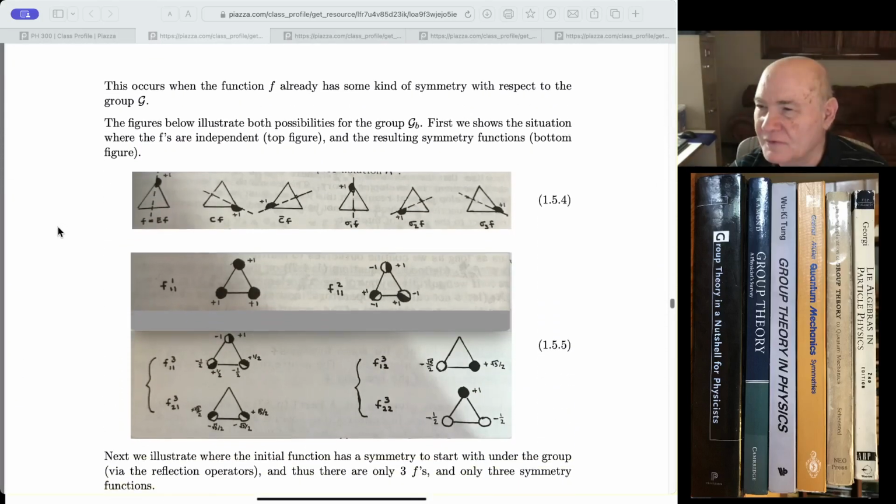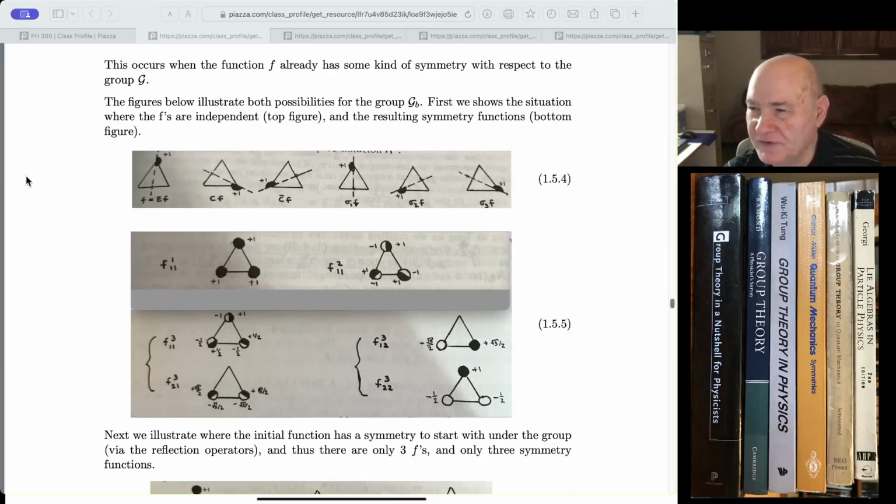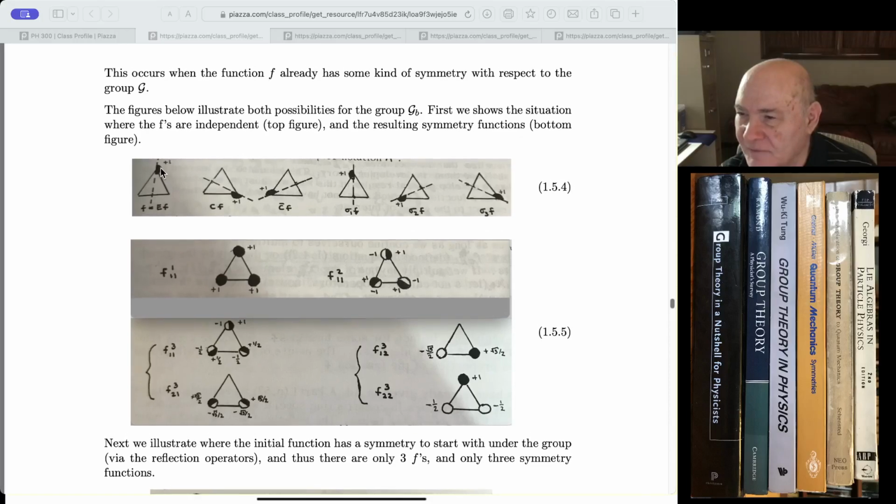Now let's give an example. Schensted gives this example in the book. She starts with a function. The black dot represents the region where the function is 1: everywhere outside the black dot the function is 0, but inside the black dot, which is a half semicircle on the top of the triangle, it's plus 1. Then when we apply the group operators to this function, you can see what happens, and she shows it: clockwise rotation, counterclockwise rotation, reflection, and then reflection about that median, and reflection about that median.